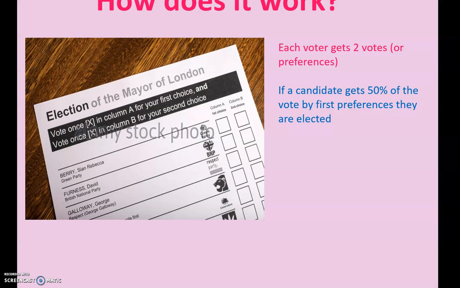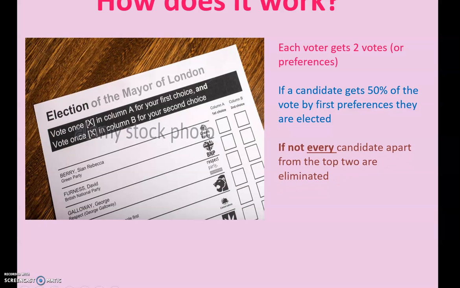Now, if a candidate gets 50% of the vote or more based off first choices, then they are automatically elected. Job sorted. So if we voted for London Mayor, and let's say that Labour got 56% of the vote on the first choice, then Labour's candidate Sadiq Khan would be elected. No other activity is required.